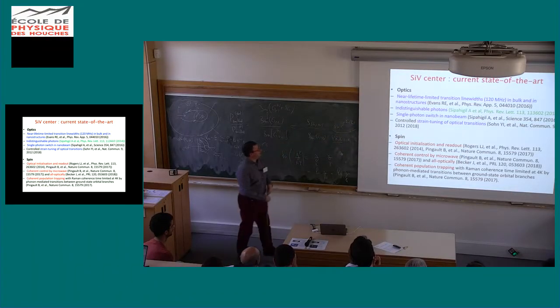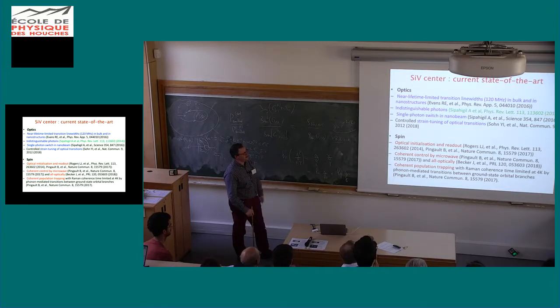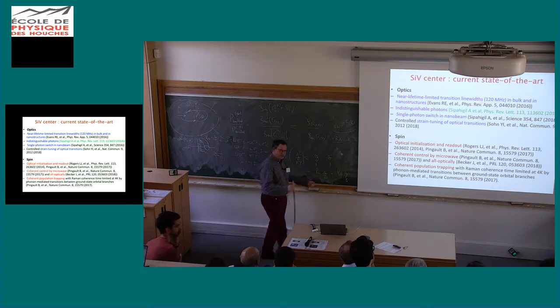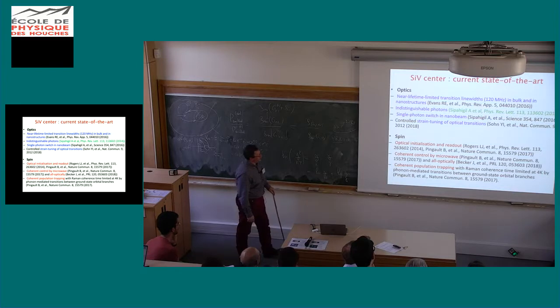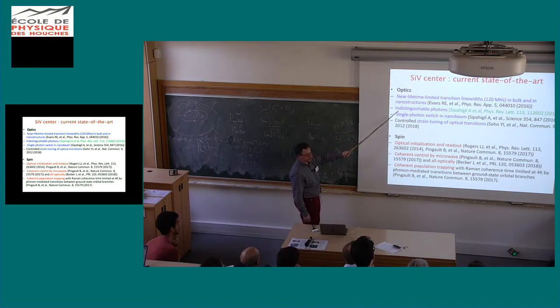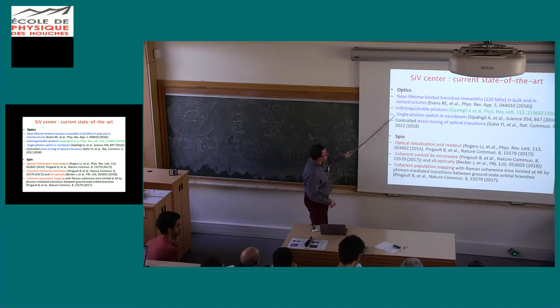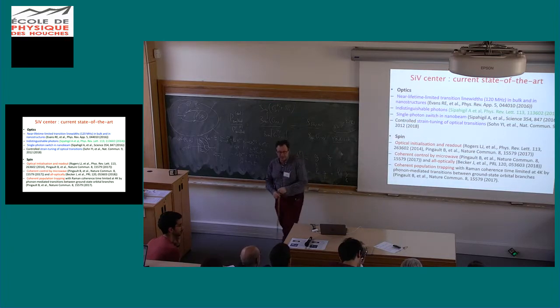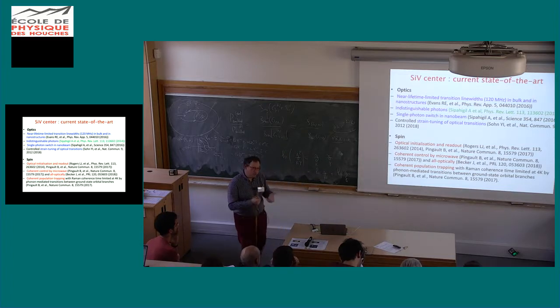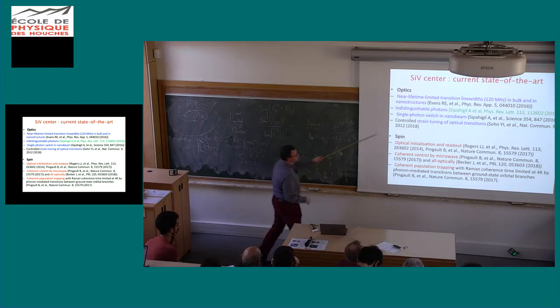spin properties. So for instance, near lifetime limited transition line widths have been observed both in bulk and nanostructures. By using two different SiV centers, people were able, this was done in Misha Lukin's group, to produce indistinguishable photons and observe, for instance, the Hong-Ou-Mandel effect. People have also realized a single photon switch in nanobeam, and also, very interestingly, people have also looked at the effect of what happens to these transitions when you apply a controlled strain.